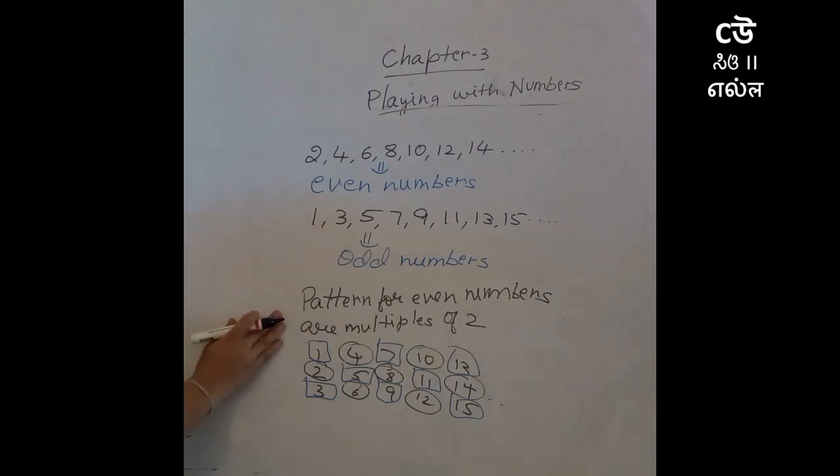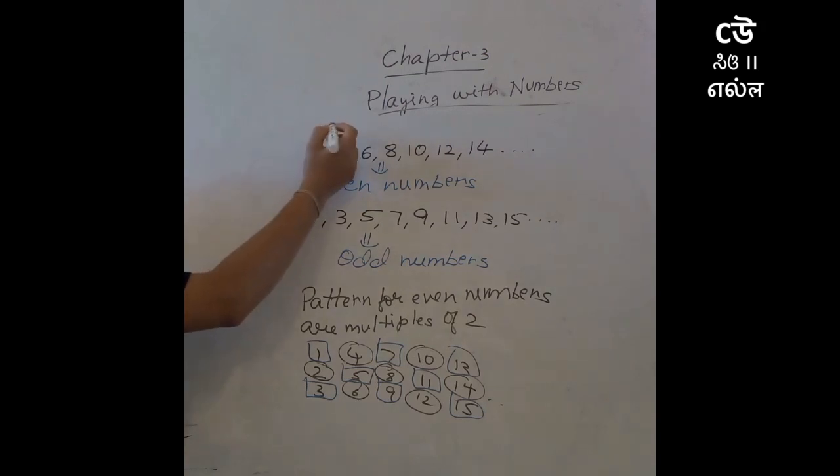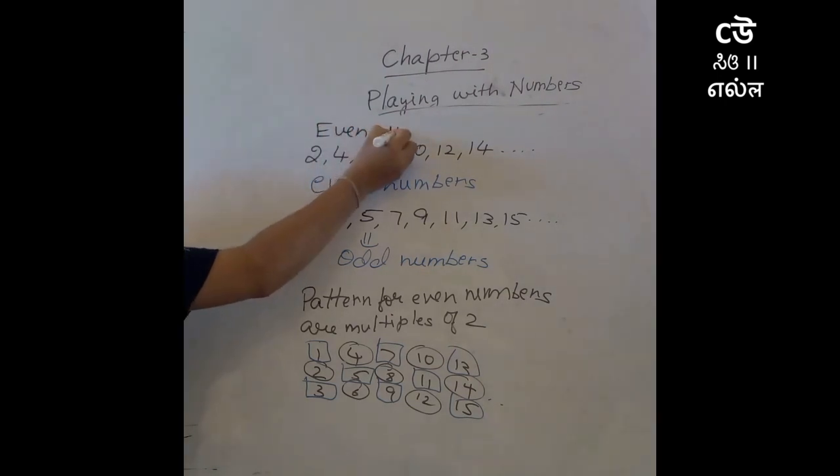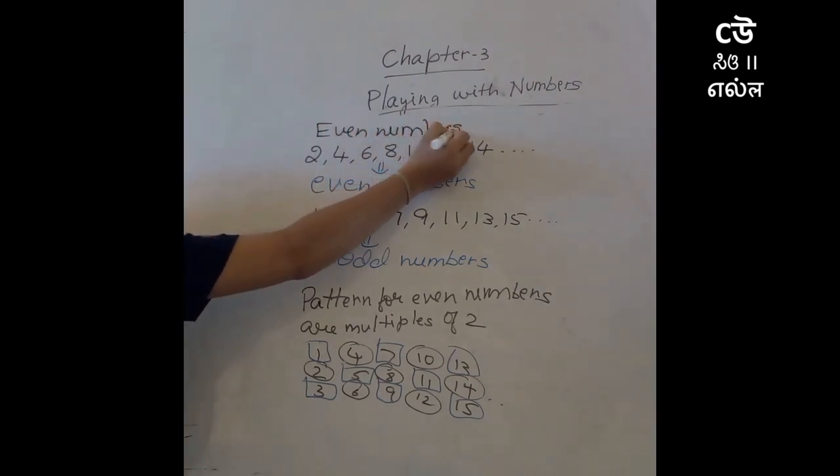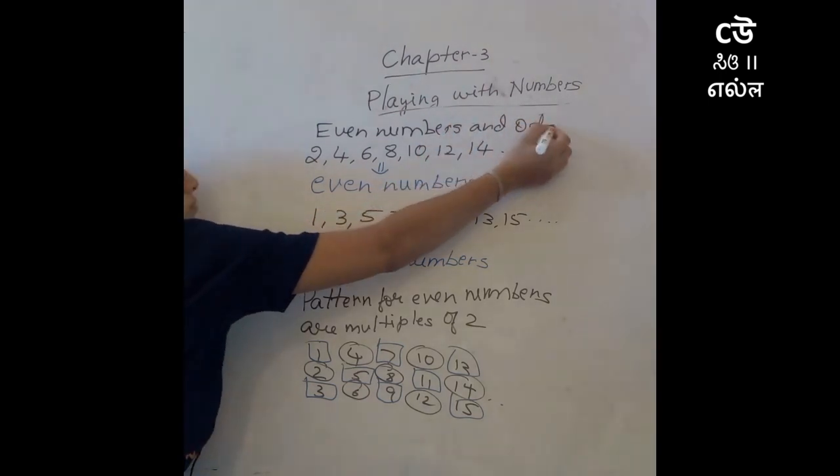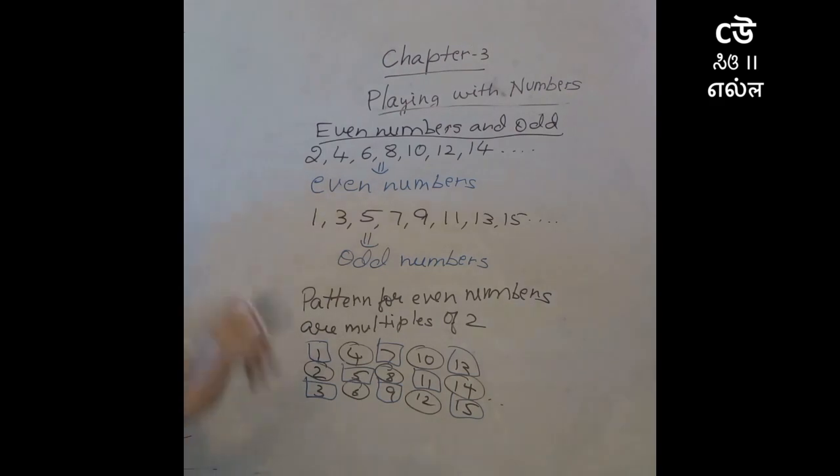So, mainly to tell that even numbers, you can tell it is a multiple of 2, okay? The rest other than even numbers, we can tell as odd numbers, okay? So, what did we learn here? We learned about even numbers and odd numbers, right?